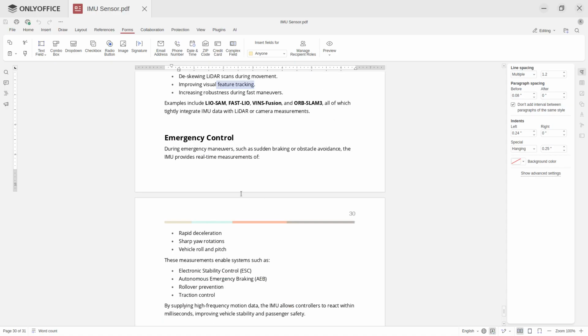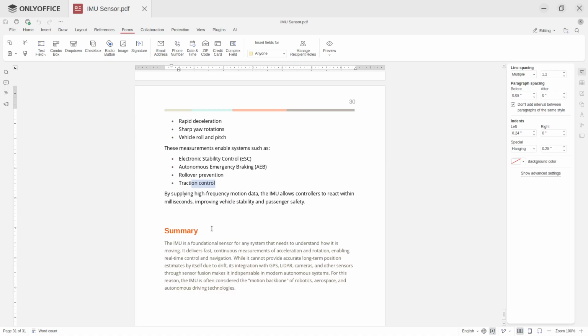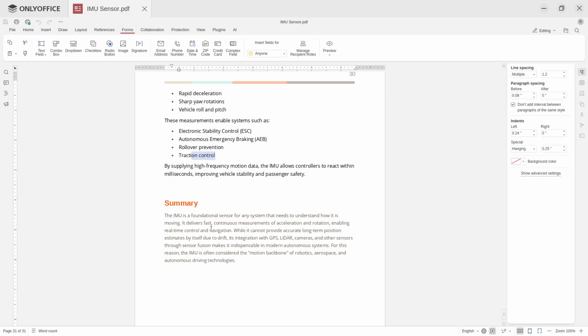Now, emergency control. During emergency maneuvers such as sudden braking or obstacle avoidance, the IMU provides real-time measurements of rapid deceleration, sharp yaw rotations, and vehicle roll and pitch. These measurements enable systems such as electronic stability control, autonomous emergency braking, rollover prevention, and traction control. By supplying high frequency motion data, the IMU allows controllers to react within milliseconds, improving vehicle stability and passenger safety.